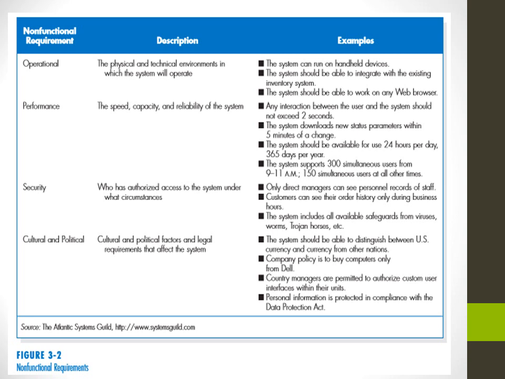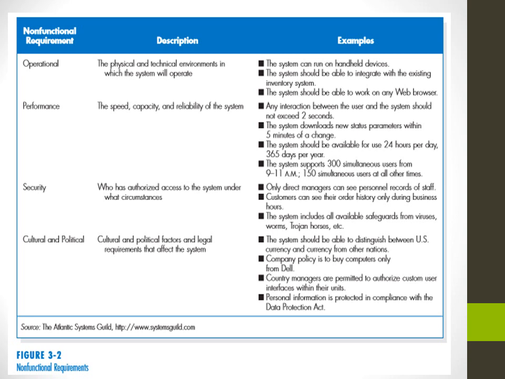Operational requirements mean the physical and technical environments in which the system will operate, such as the system can run on handheld devices like mobile phones. The system should be able to integrate with the existing inventory system, and the system should be able to work on any web browser. In terms of performance, the speed, capacity, and reliability of the system are considered, such as the interaction between the user and the system should not exceed 2 seconds. The system should work 24 hours a day, 365 days per year, and the system downloads new status parameters within 5 minutes of a change.